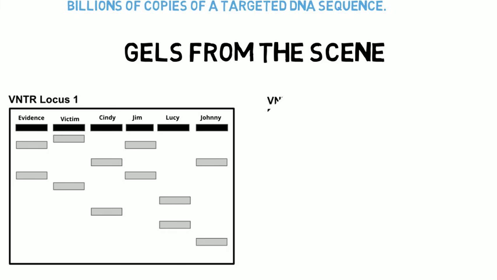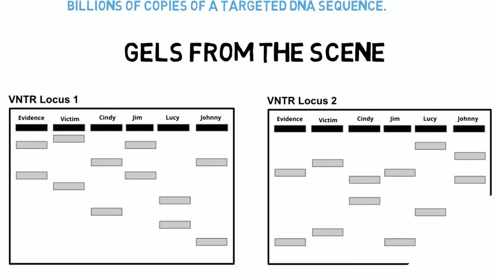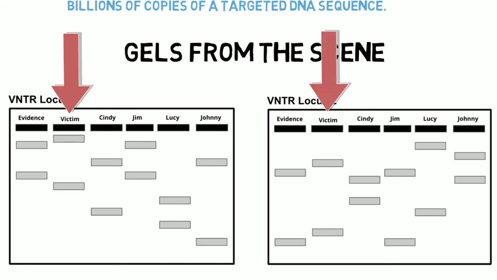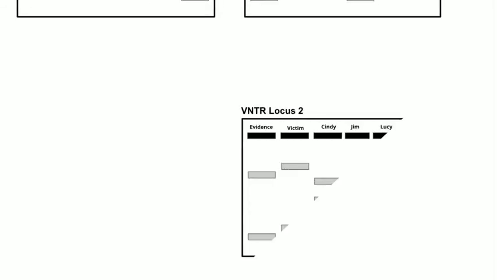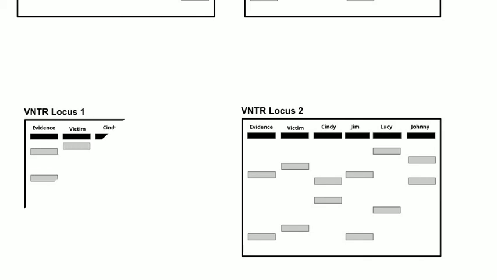In order to get a good idea of who committed the crime, we need to look at both gels at the same time. So looking at the gels, we can see that the evidence DNA is included here as something to compare everyone else's DNA to. Looking at locus 1, we can see right off the bat that the victim didn't leave the evidence. This should be obvious since the victim is dead, but to be methodical, we can look and see that neither gel, VNTR1 or 2, does the victim match evidence bands.